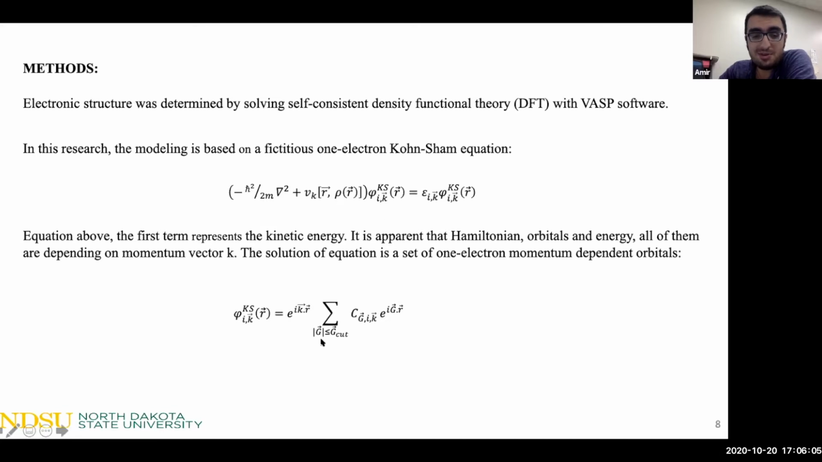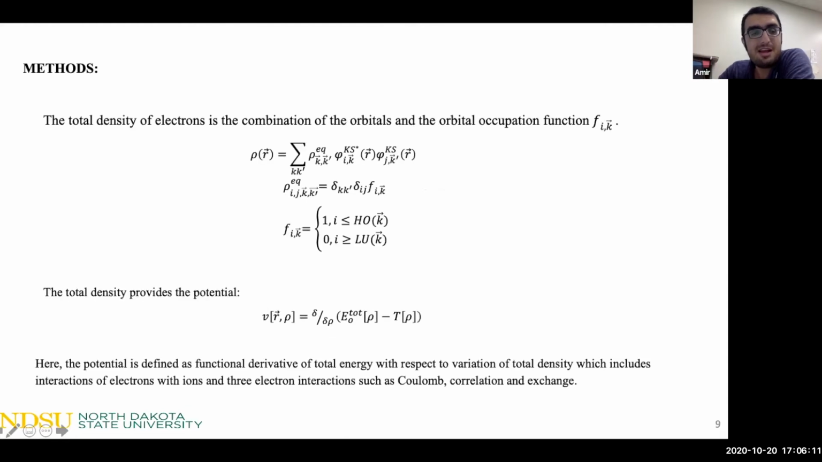Again, I need to go into detail, Dr. Killian, and provide more information. In the draft, I will improve them. So the total density of electrons is a combination of the orbitals and the orbital occupation function of ik, which is reported here, and the total density provides the potential as in this equation.